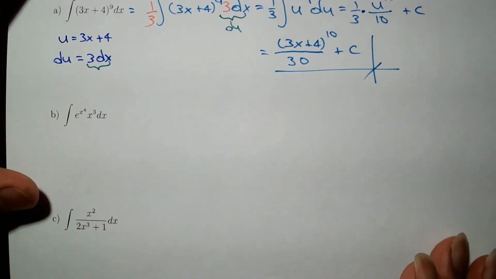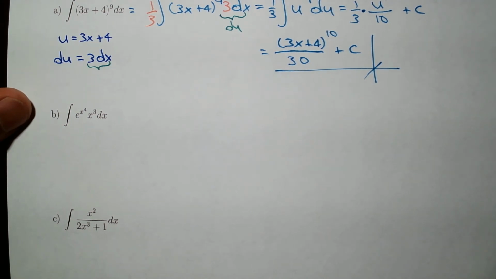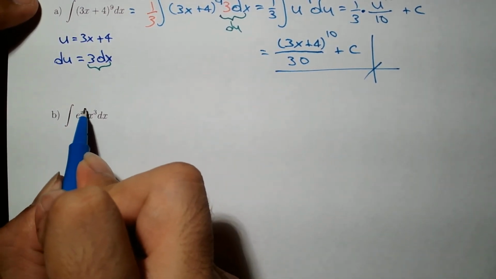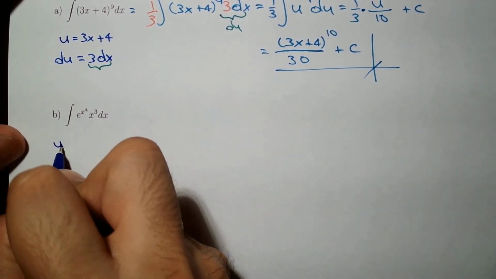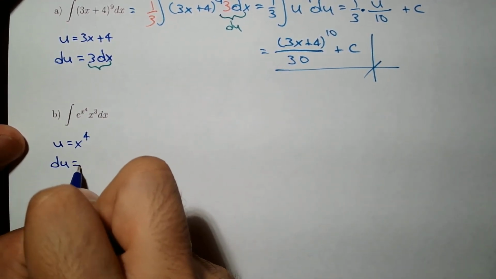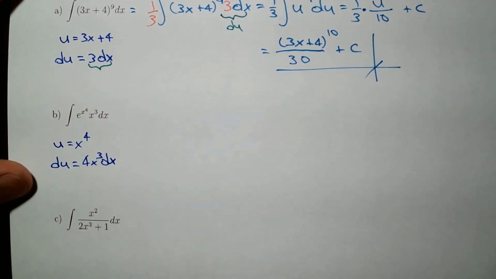All right, let's do another example. An exponential function times x cubed. So e to the x to the 4th times x cubed. Again, the pattern here is to set u as the highest degree. So u is x to the 4th, the differential will be 4x cubed dx.